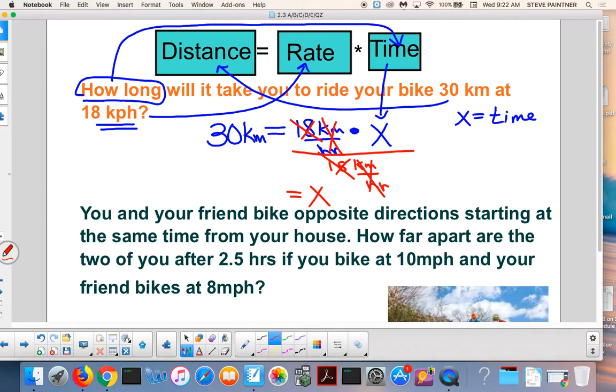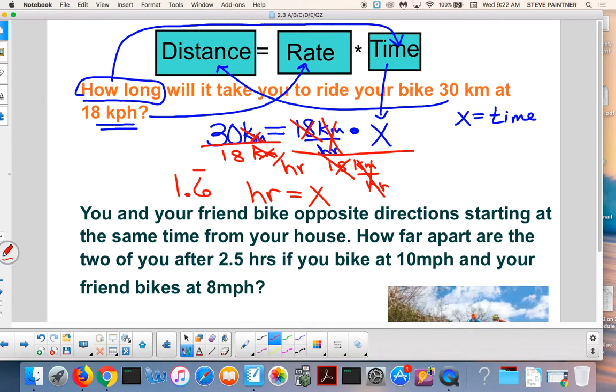On the other side, 30 kilometers divided by 18 kilometers per hour. The kilometers are going to go away. Your unit will be hours. 1 point what, Brady? 1.6. Just 1.6? Isn't it 1.66666? Does it repeat? So it's 1.6 repeating hours.